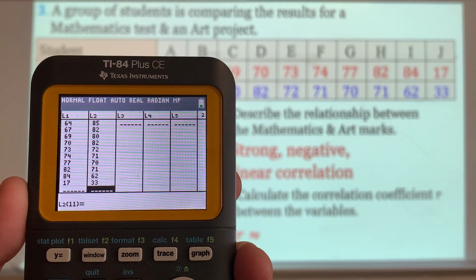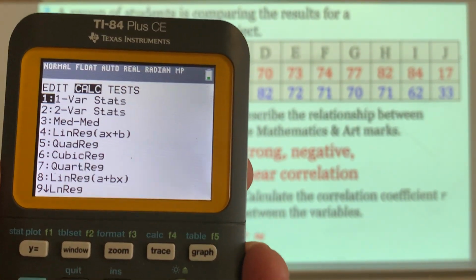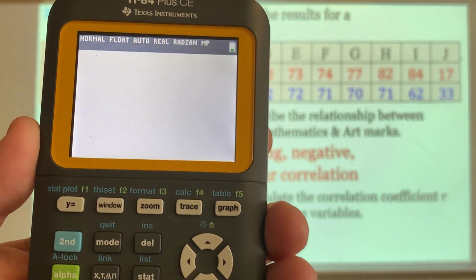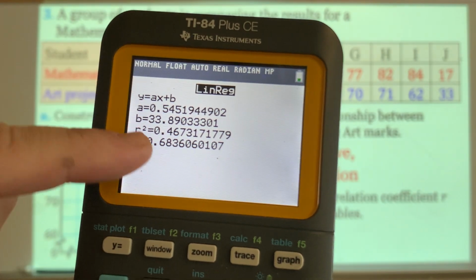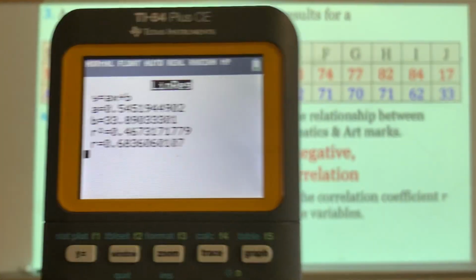Hit my zoom. There we go. All right, once again, in case you guys forgot: stat, calc, lin reg, enter, enter, enter, enter. The correlation coefficient is 0.6836. Ooh, interesting.